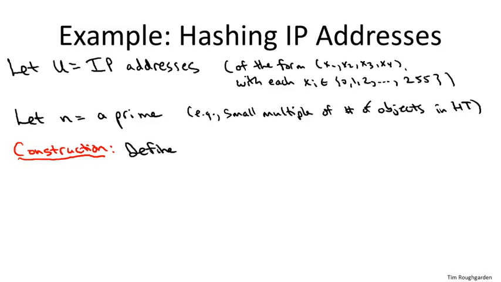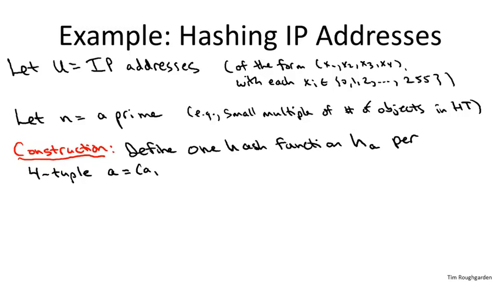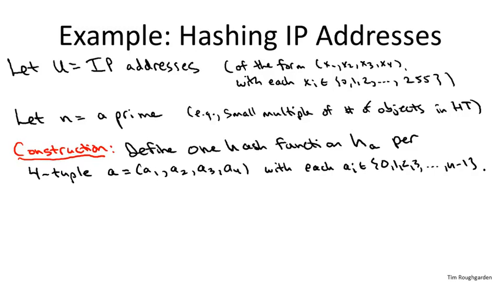We define one hash function, which I'm going to denote by h sub a. A here is a 4-tuple, the components of which I'm going to call A1, A2, A3, and A4. All of the components of A are integers between 0 and n minus 1, so they're exactly in correspondence with the indices of the buckets. If we have 997 buckets, then each of these AIs is an integer between 0 and 996. So it's clear that this defines a whole bunch of functions. For each of the 4 coefficients, so it's 4 independent choices, you have n options, each of the integers between 0 and n minus 1.